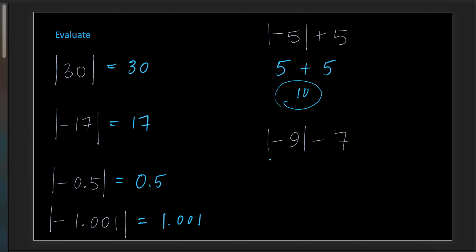Now for this problem, we have absolute value of negative 9 minus 7. So we have to do this part first. Take the absolute value of negative 9, and that'll be a positive 9, and write down the rest of the problem so you can see what it looks like. So we have 9 minus 7, and that's 2. So that's the answer. This is how to write your work. Write down the original problem, evaluate one thing in each step until you get to the answer. So that's absolute value signs.